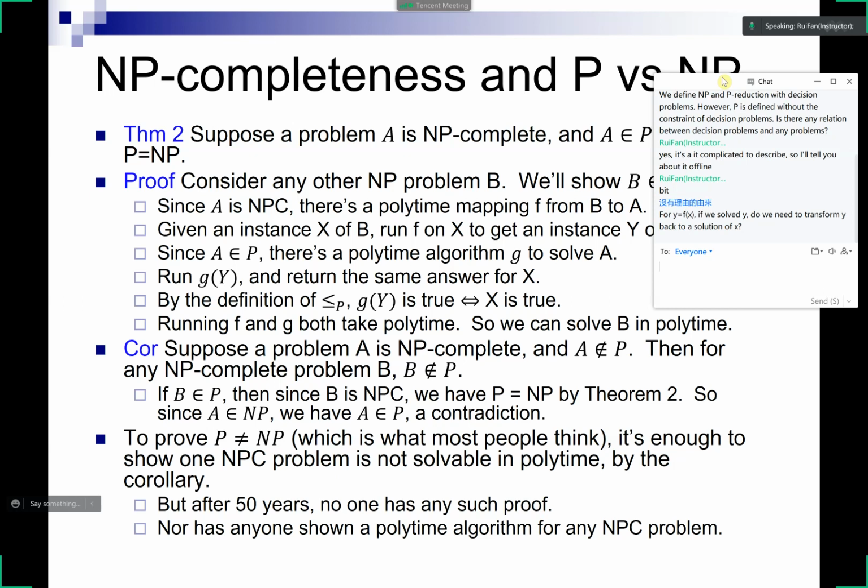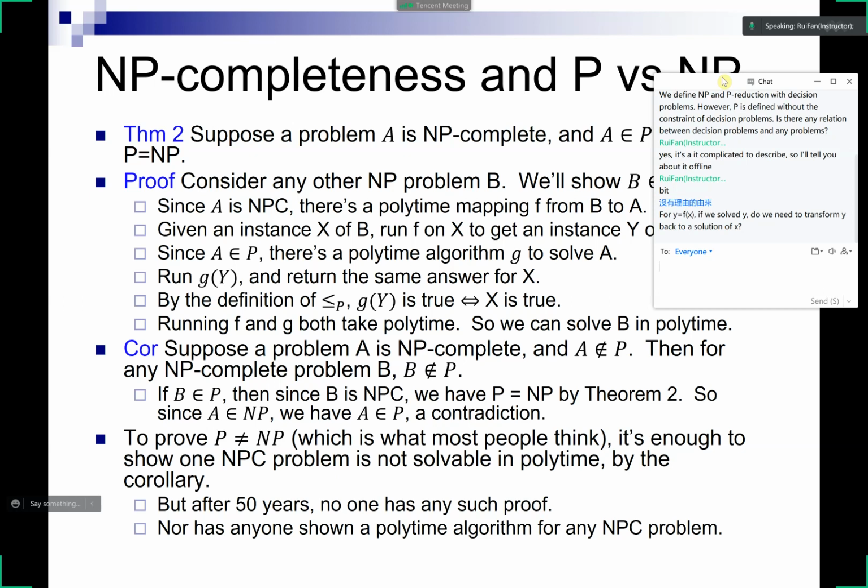And also, if you can solve the decision version of a problem, you can oftentimes also solve the other version where you have to find the answer. That's usually called the search version of the problem, because you actually have to find the answer. If you can solve the decision version of a problem, you can usually also solve the search version of a problem.